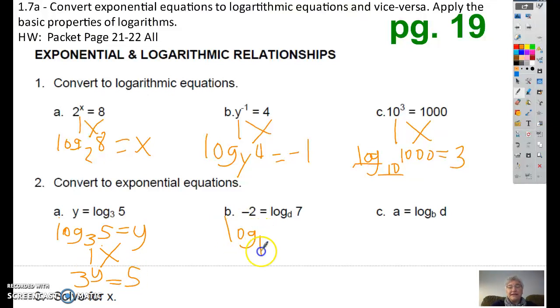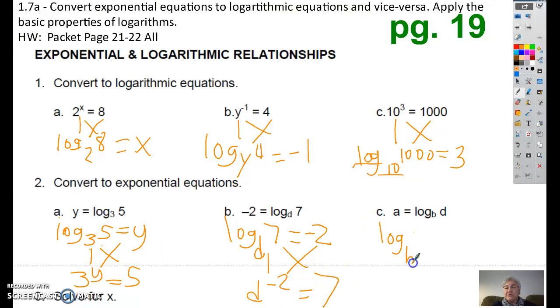Log base d of 7 equals negative 2. Roman numeral 9: d raised to the negative 2 equals 7. Log base b of d equals a. Roman numeral 9: b raised to the a power equals d.